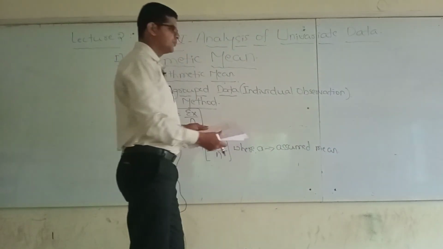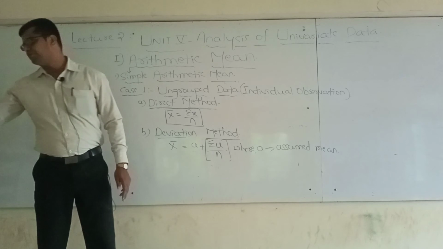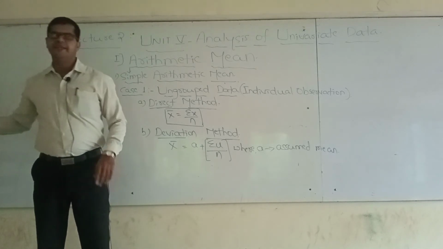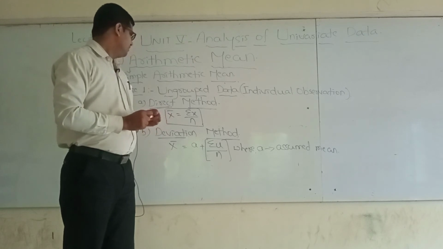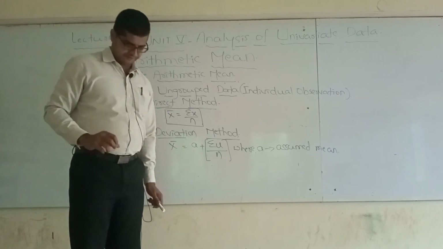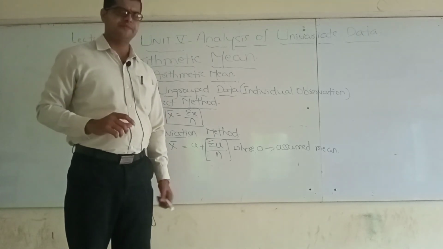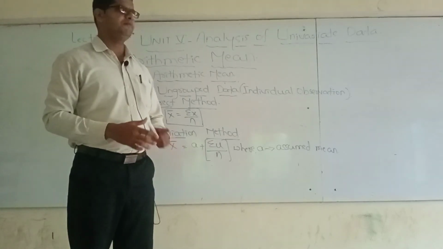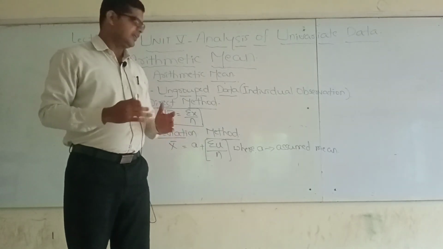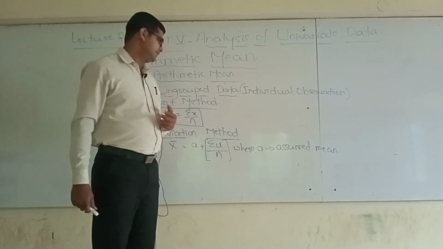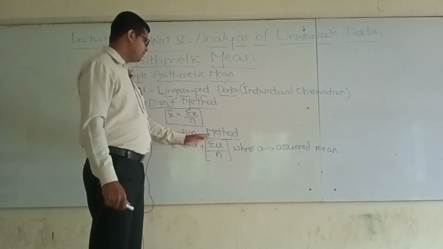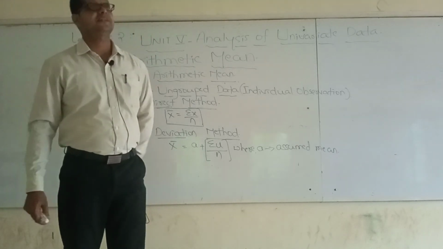Assumed mean. So when to use this particular method? See, when they give the data, ungrouped data, okay, we just find the convenience. Convenience I need to say. When they give the ungrouped data, we have two methods. One is direct method, one is deviation method.